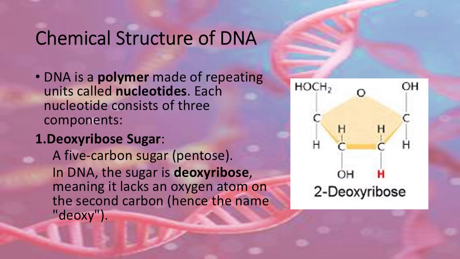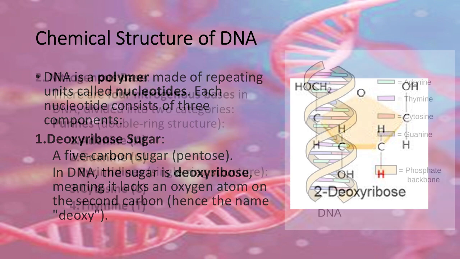Chemical structure of DNA. DNA is a polymer made of repeating units called nucleotides. Each nucleotide consists of three components. Deoxyribose sugar, a 5-carbon sugar, pentose. In DNA, the sugar is deoxyribose, meaning it lacks an oxygen atom on the second carbon, hence the name deoxy.